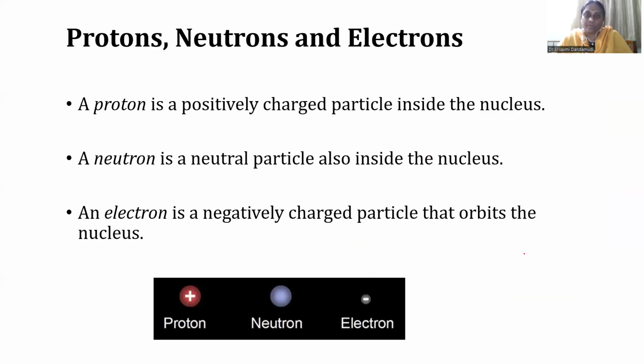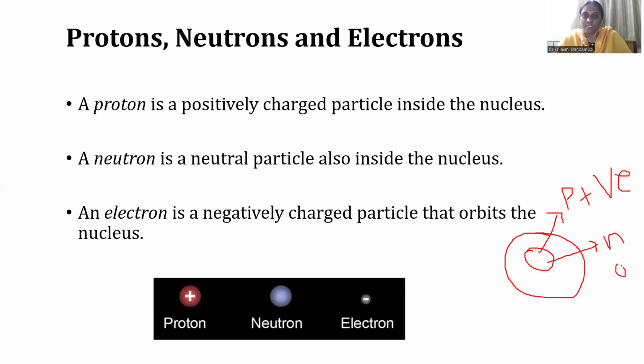What is a proton? A proton is a positively charged species. It is located in the nucleus. And this nucleus also contains neutrons. A neutron has zero charge, that means it has no charge.